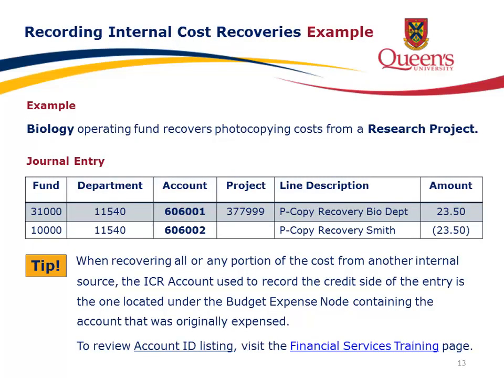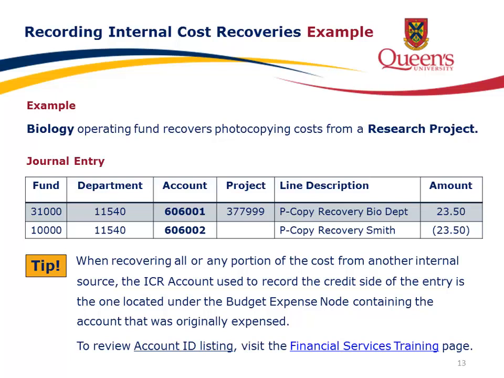For example, Biology's operating fund recovers photocopying costs from a research project. The entry to record the recovery is a debit to the research project using the printing photocopying account 606001 and a credit to the departmental operating fund using the ICR account identified under the 606 budget expense node. In this case, the ICR printing services account 606002. The line description on both sides of the entry should always inform the account holder of what is being charged and/or credited.